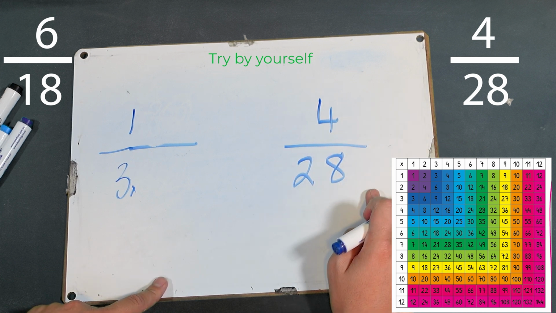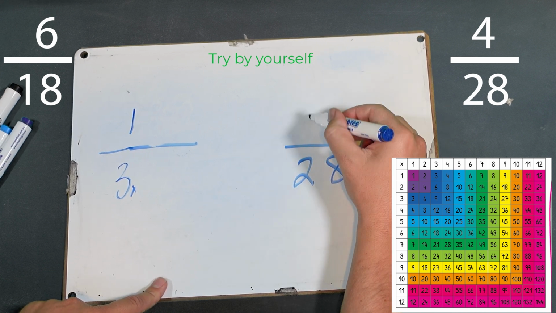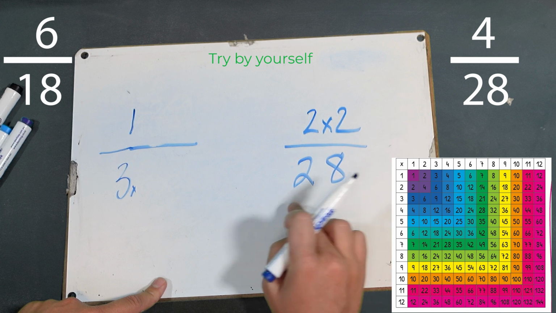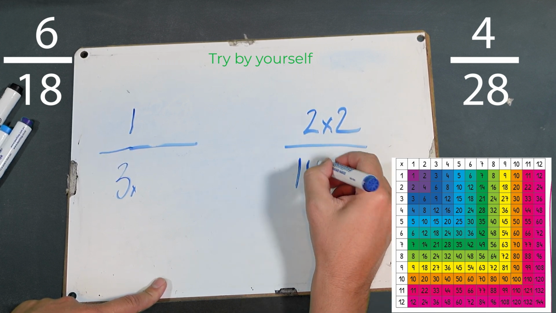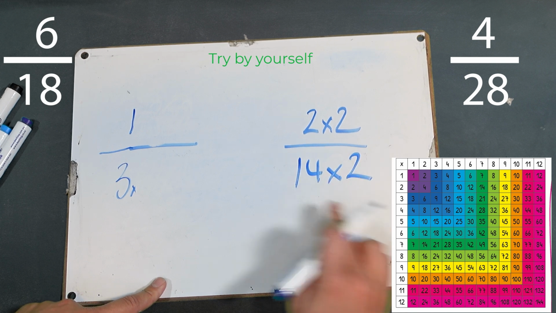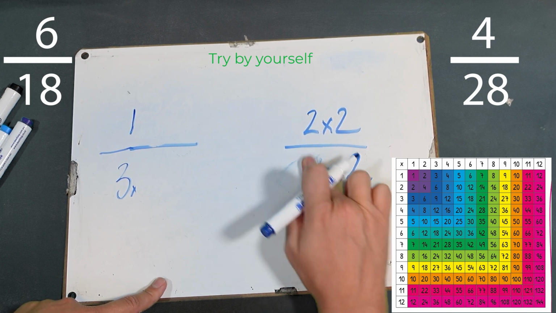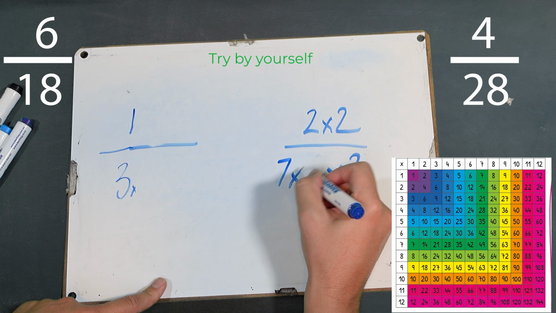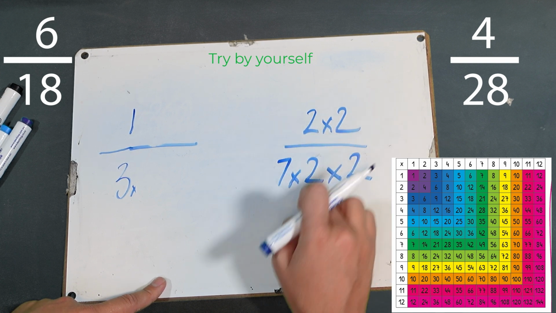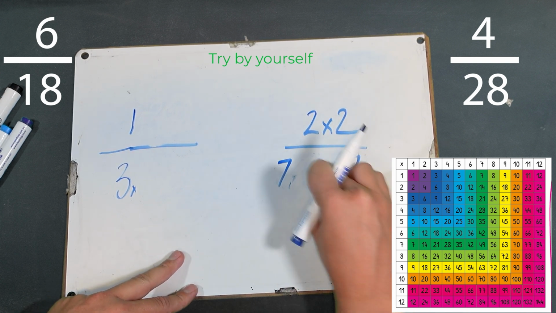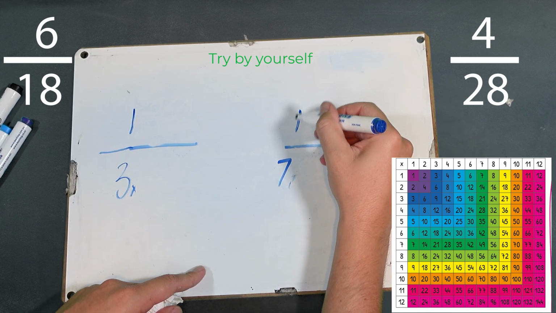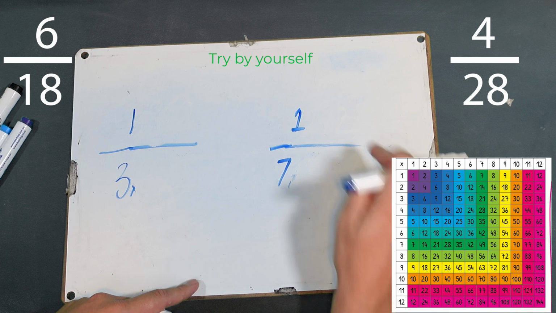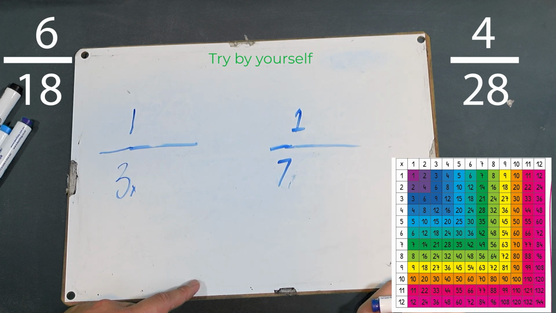Let's break down this. 4 breaks down to 2 times 2. 28 breaks down to, let's just half it. So we've got 14 times 2. Let's break down 14. 7 times 2. There's a 2 times 2 and a 2 times 2. Let's get rid of them. See you later. And there's always a 1 at the top. There we go. In its simplest form, 1 over 7.